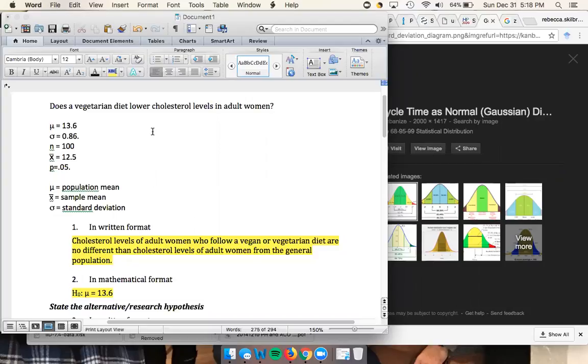But I'm going to use the example of women's cholesterol and whether or not a vegan diet lowers cholesterol levels in the average adult woman. So here, these are your given values. Population mean is 13.6. We've got our standard deviation of 0.86. Our population number is 100 that we are testing for our sample size. This is our sample mean, 12.5, and our p-value is going to be 0.05.